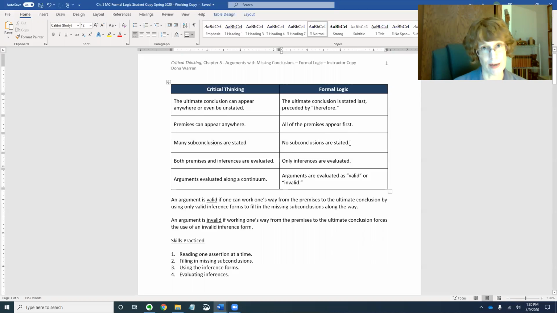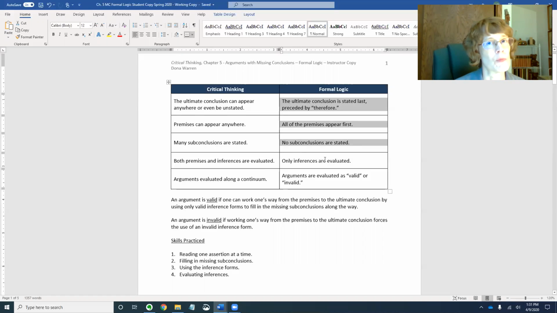No sub-conclusions are stated. So let's just think about these three facts about formal logic and how artificially these arguments are going to sound, how artificially they are set up. Because what you have is just a block of premises. Premise, premise, premise, premise, premise, premise, premise. Therefore, conclusion. In real life, arguments don't look that way, right? Which is why I think that critical thinking is an incredibly useful course because it presents us with arguments more in their natural habitat, which might make you wonder, then why talk about formal logic at all?